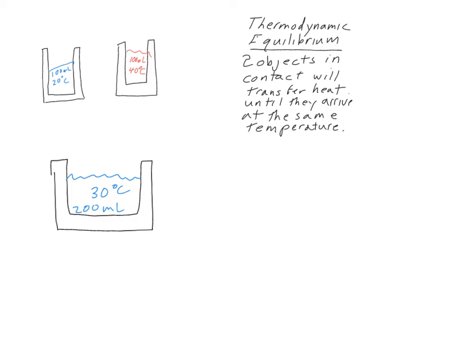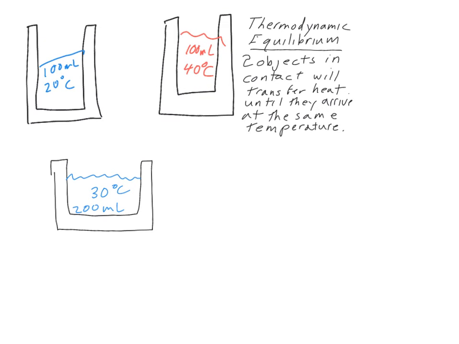Now, here's something that you may have run into before. Cold doesn't exist. There's no energy known as cold. Cold is simply the absence of heat. So something can't transfer cold. What has to happen is, in order for two objects to arrive at thermodynamic equilibrium, heat has to leave the hotter object and enter the colder object.